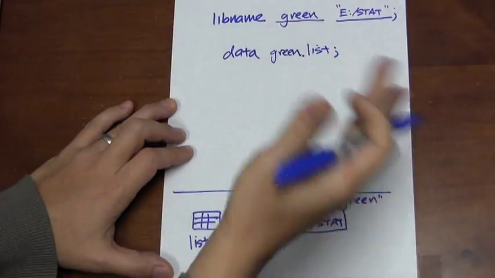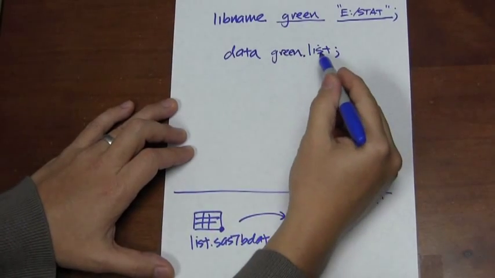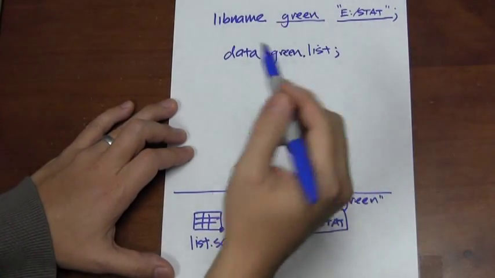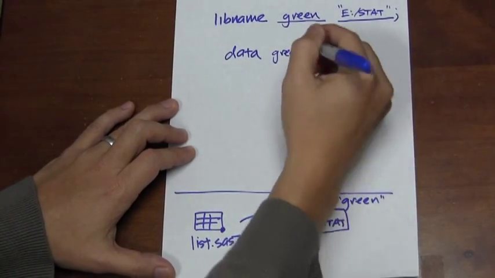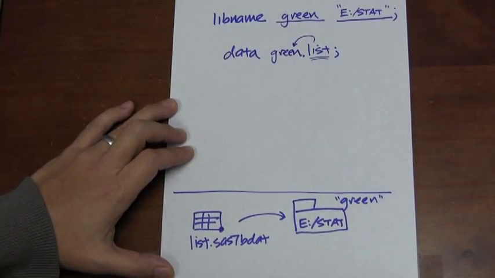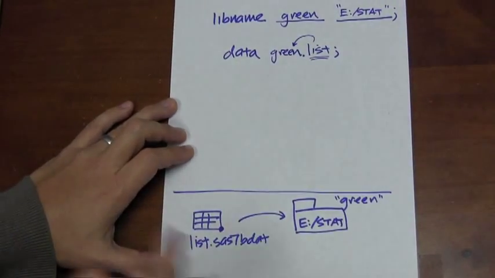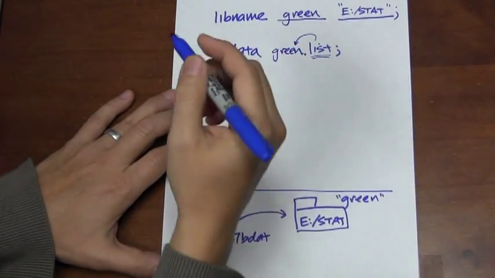We'll put data green.list, and what that's saying is that we're going to create a new dataset matrix. It's called list. And that will be stored. So think about that. That particular name will be stored or referenced to this particular location, that location being here. Everything else will now be the same. Everything else will have the exact same components.